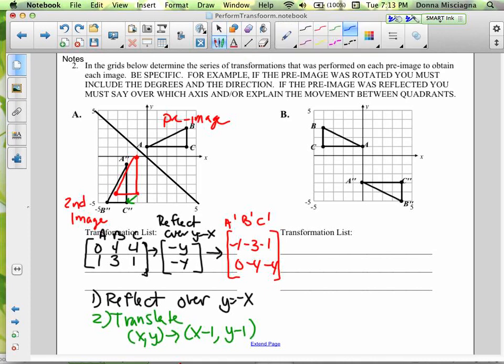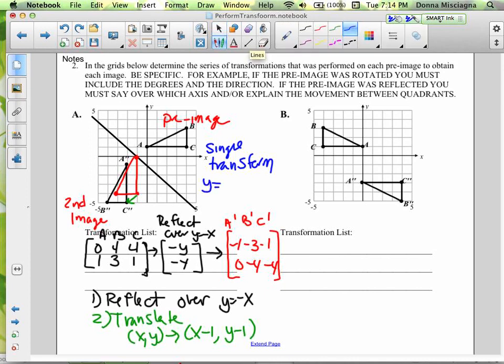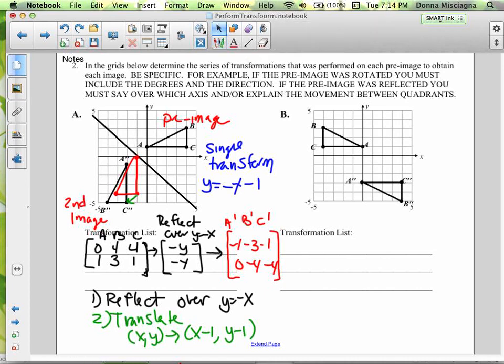Oh, by the way, we could have done this as a single transformation. And here's the single transformation on that first one. We would have reflected the line right there. So if we reflected over y equals, that would be negative x minus 1. You can see that that would be a mirror image. But we need to do it in 2.